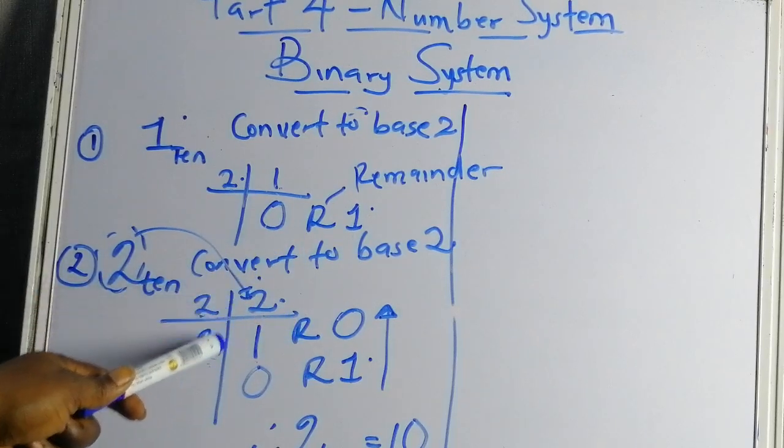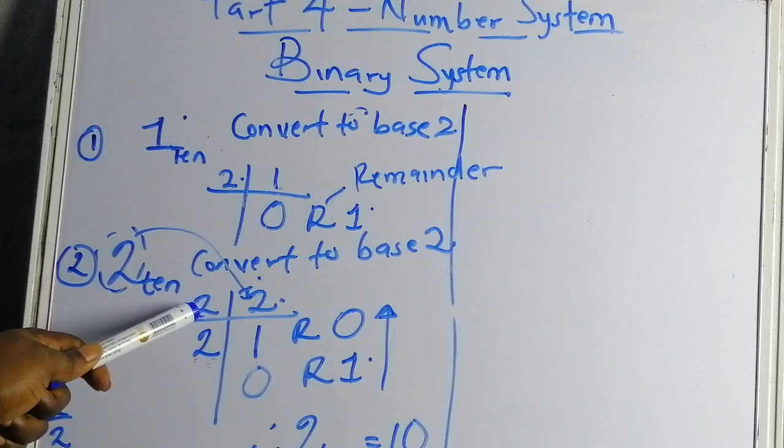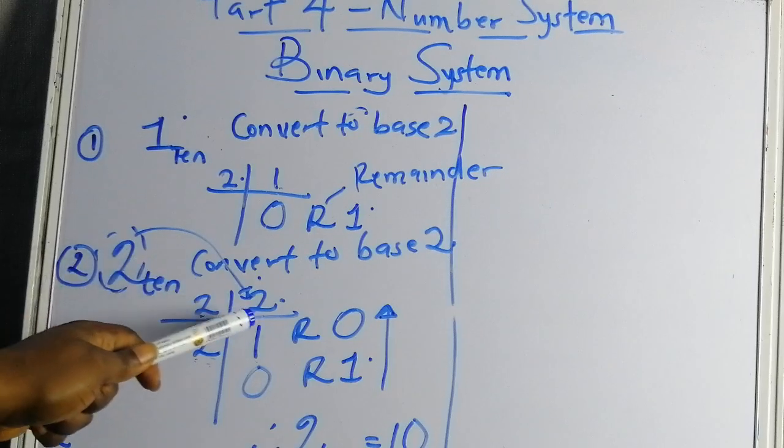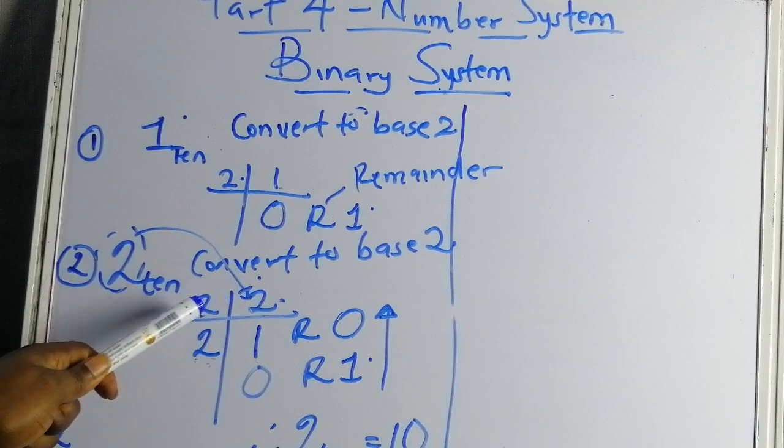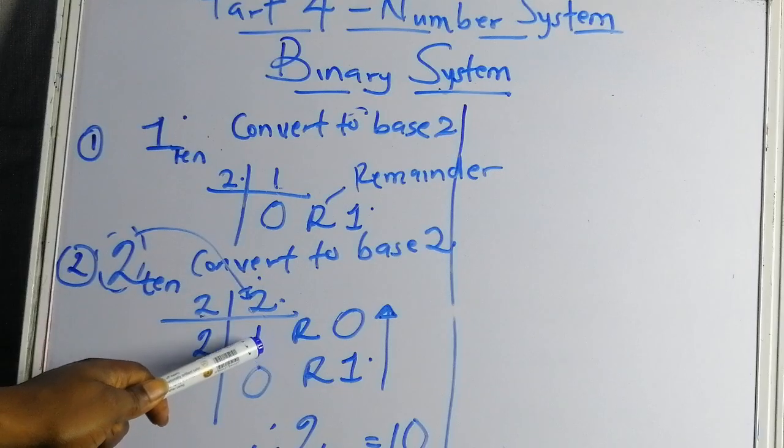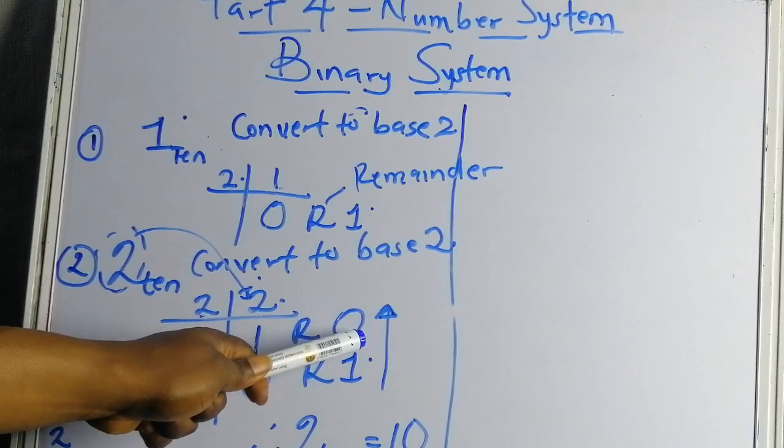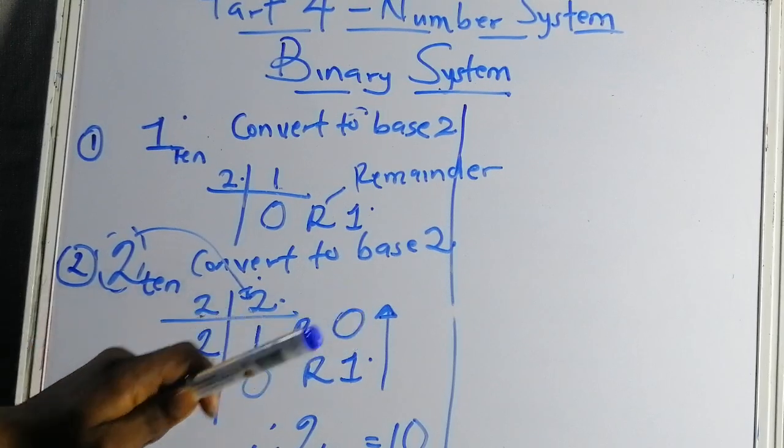All you just need to do, you have your table. This is the 2 that you're converting to. This is the 2 that is given to you in the question. Okay. 2 in 2 will give you what? 1. Is it remaining anything? No, it's remaining 0. It's not remaining anything.